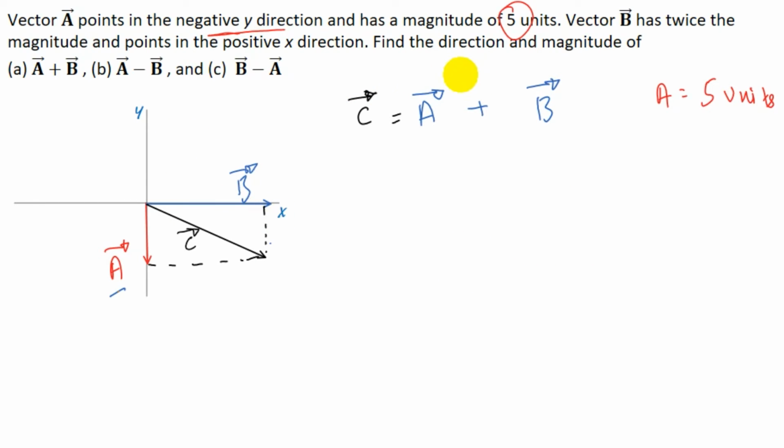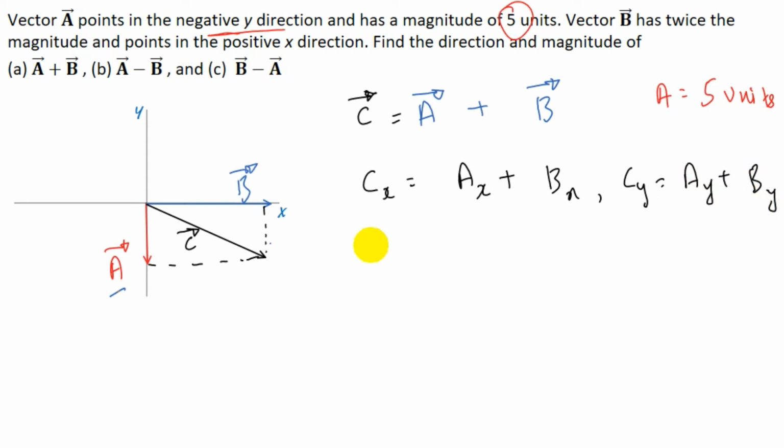Now we have to find its direction and magnitude. The x component would be Ax plus Bx. Similarly, the y component would be Ay plus By. So Cx would be equal to, since vector A points along the negative y direction, it has no components along the x direction. This would be 0. Bx is itself B because it points along the positive x, and its magnitude is double of this, that is 10 units. So this would be 10.